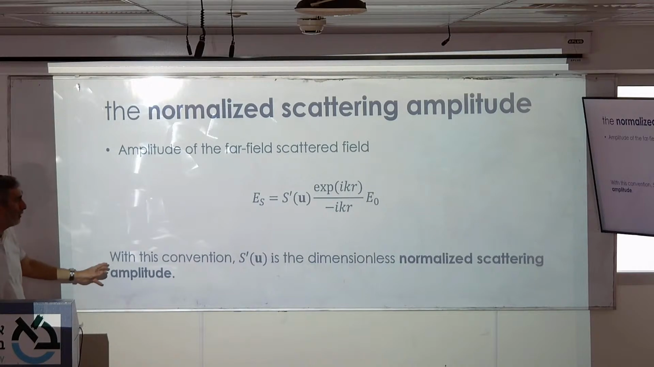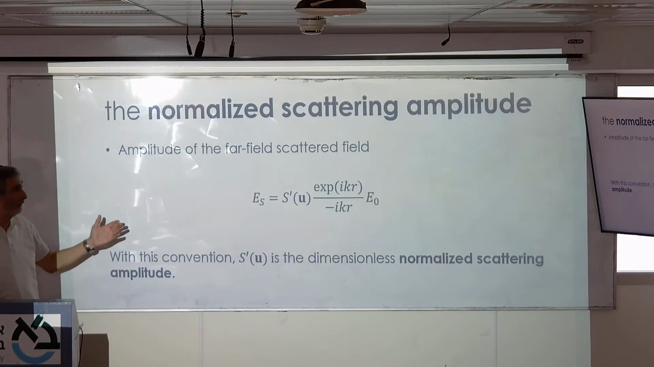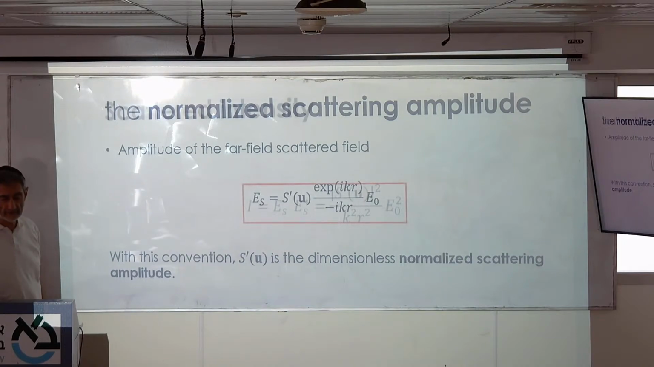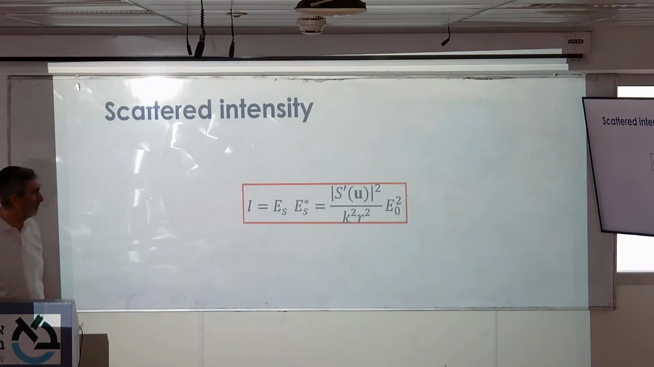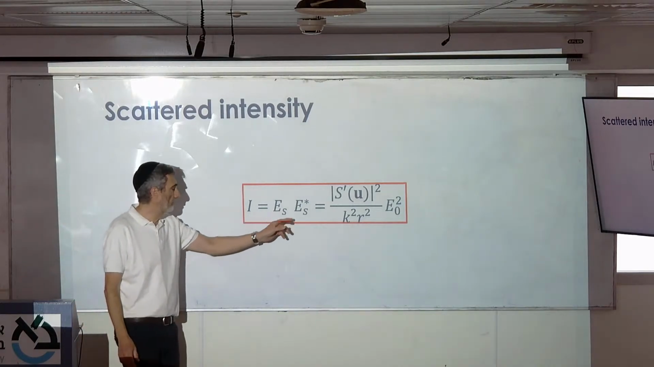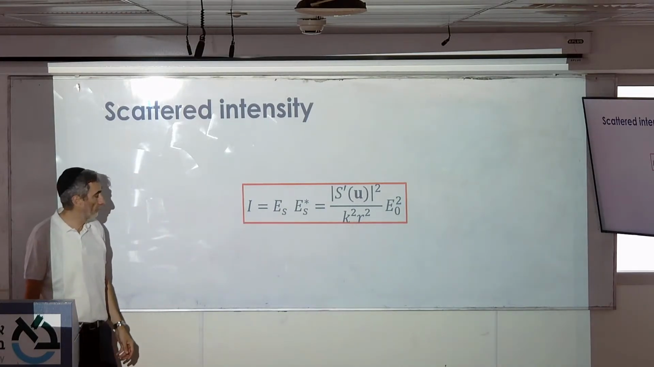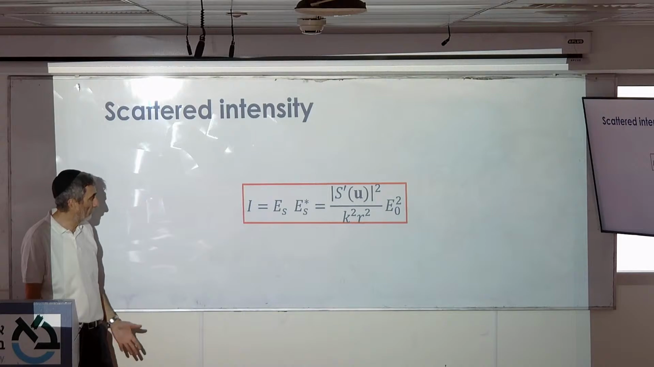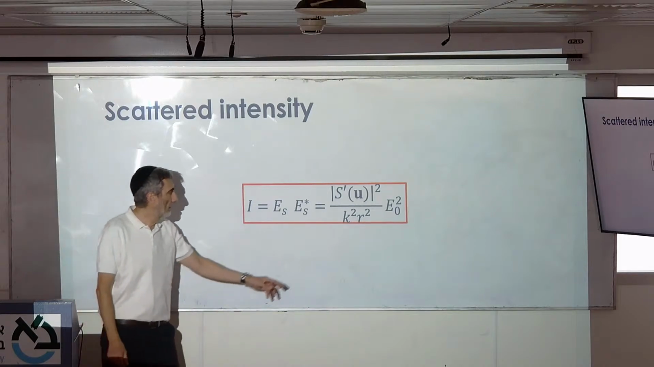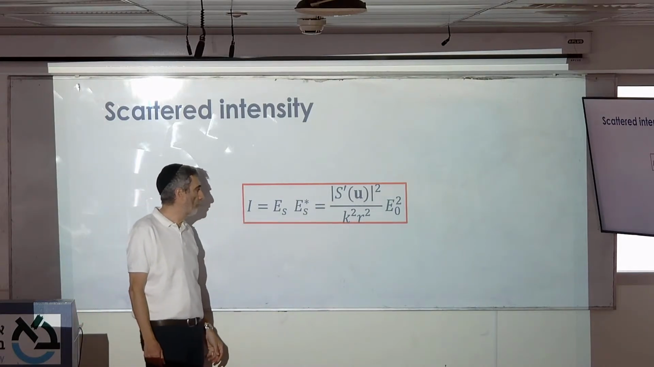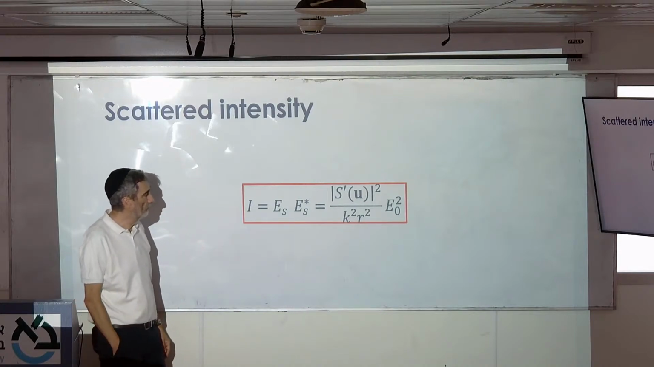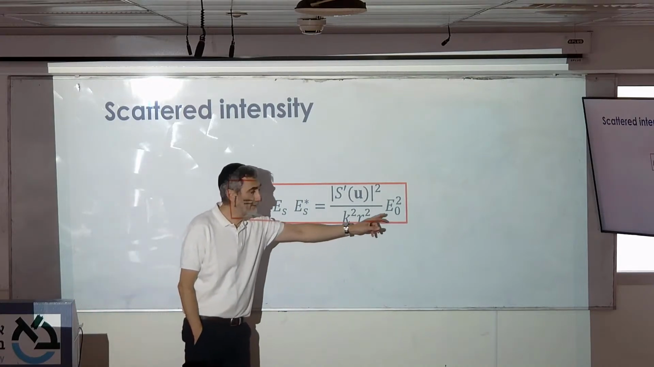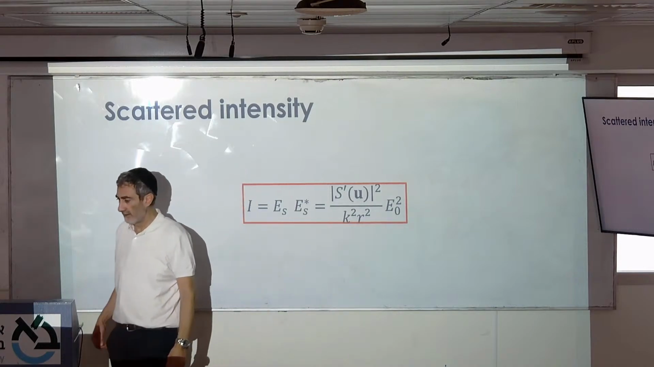This is called the normalized scattering amplitude, and it's nice because if you consider not the field, but the scattered intensity, which is the norm squared of the field, it will give you the modulus square of S prime over k squared r squared times the incident intensity I0.